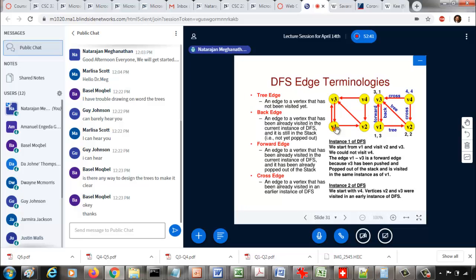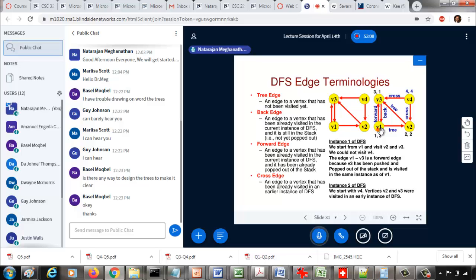Alright, so we cannot go anywhere else from V3 because there's only one outgoing edge and that's a back edge. So we'll pop out V3 from the stack. V3 is the first vertex to be popped out of the stack. So back to V2 at the top of the stack. We cannot go anywhere else from V2, so we pop out V2 also. Now back to V1 at the top of the stack. So now you have an edge from V1 to V3.